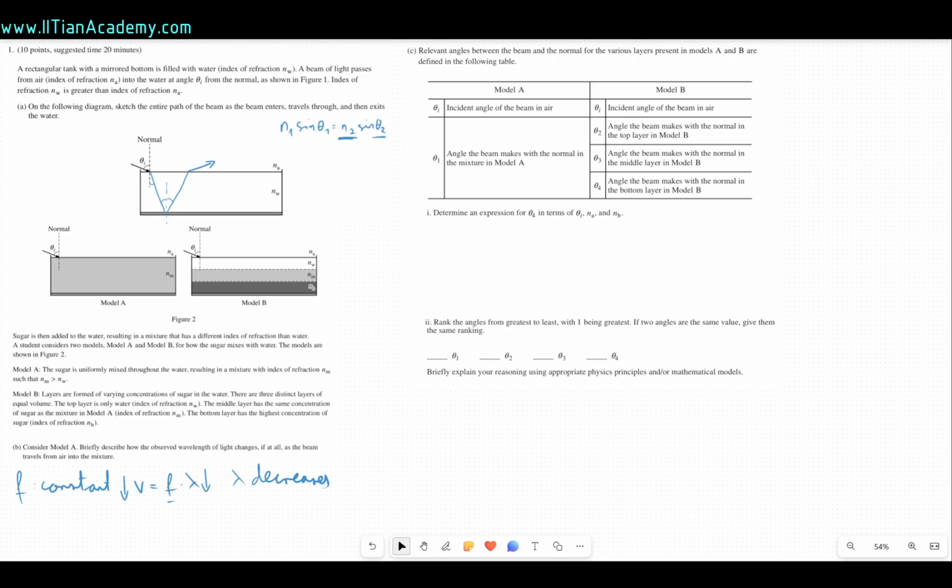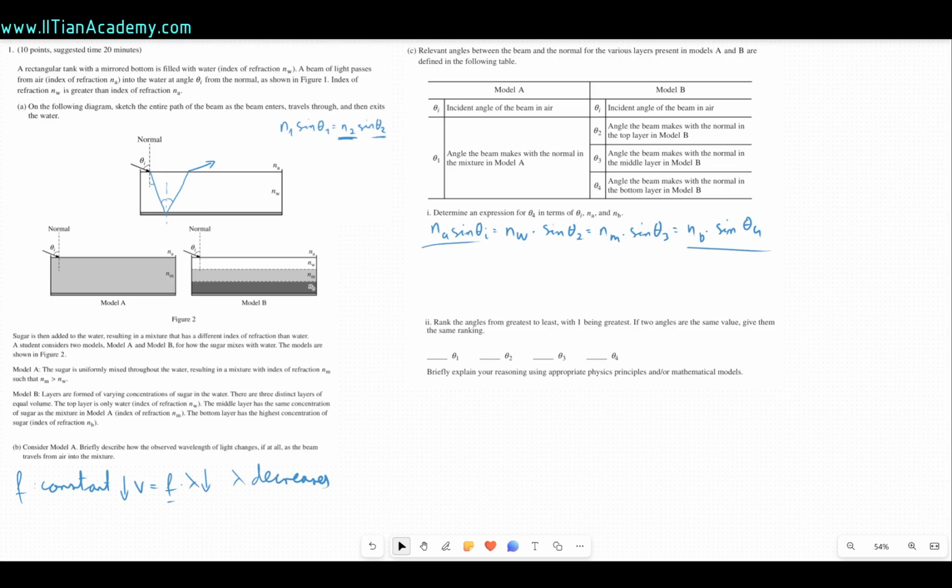What we know is that n times the sine of the angle made with the normal in a given medium will have to remain constant here. So what we can say, for example, is that n air times the sine of the incident angle will have to be equal to n water times the sine of theta 2. This will have to be equal to nm times sine of theta 3. And this will have to be equal to nb times sine of theta 4, all in model B.